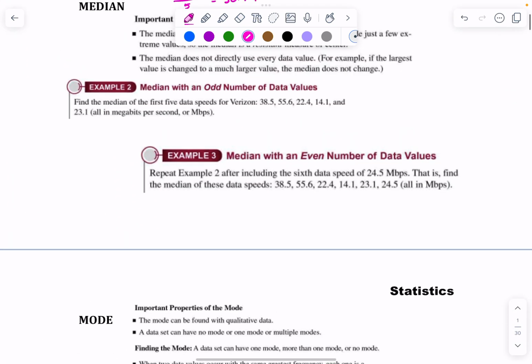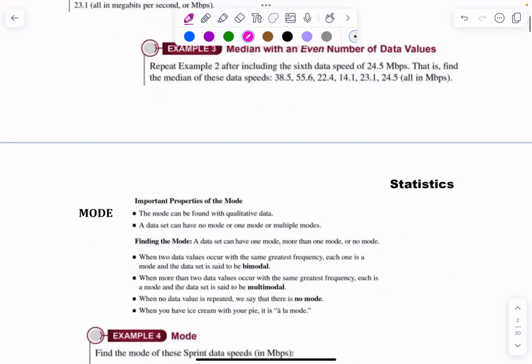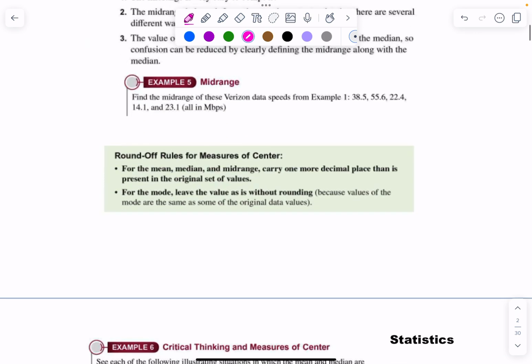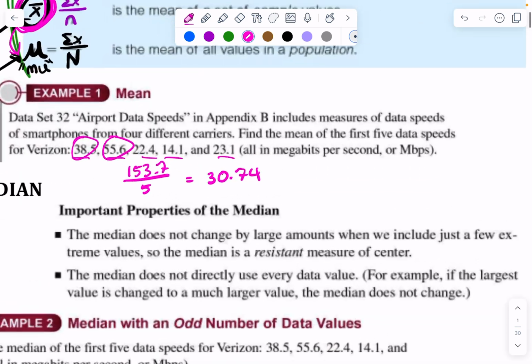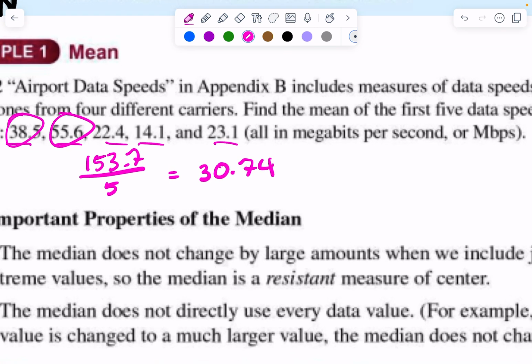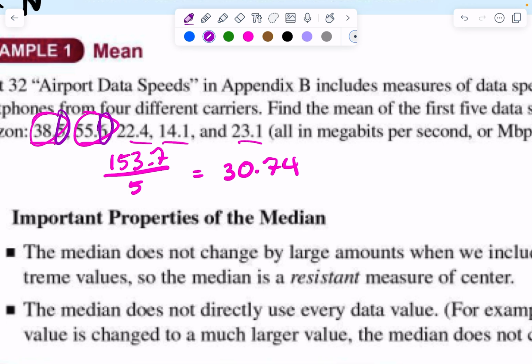Let's see, where are my rules? On the second page, the rounding rules for mean, median, and mid-range: carry one more decimal place than is present in the original set of values. So I know I'm going to upset a bunch of people because they're like, that's not the right number of sig figs. Okay, be quiet. We're not going off of sig figs. These each have one decimal place. So the rule is you carry one more decimal place. I understand that that's not the way sig figs operate, but that's what we're going to do. Okay.